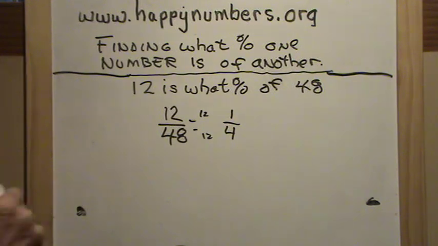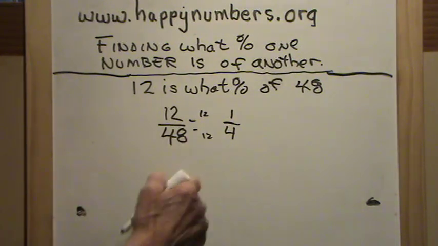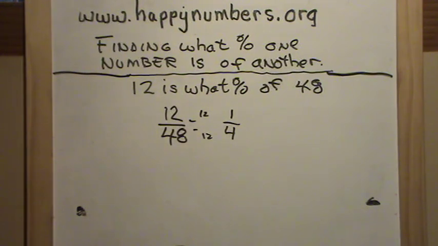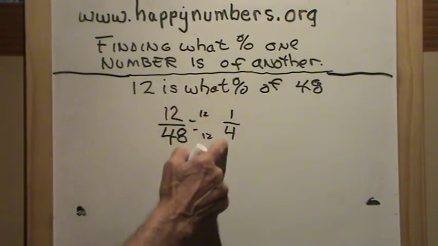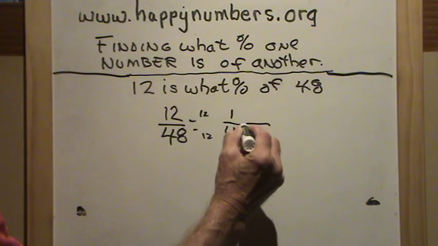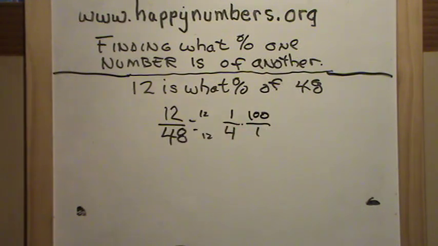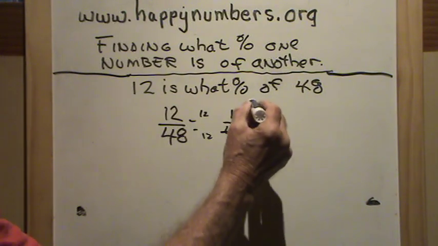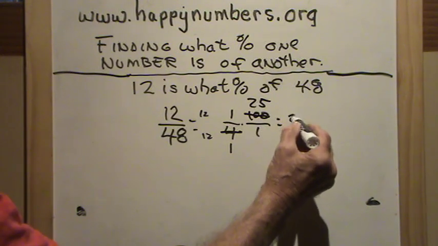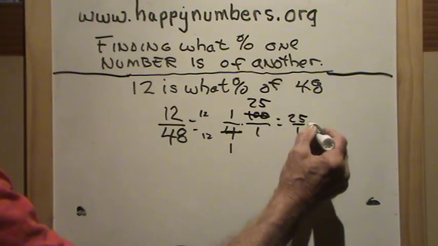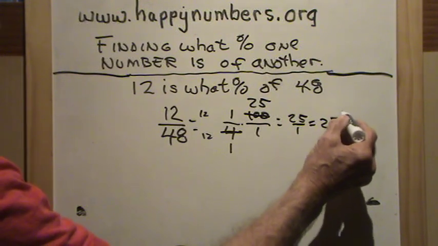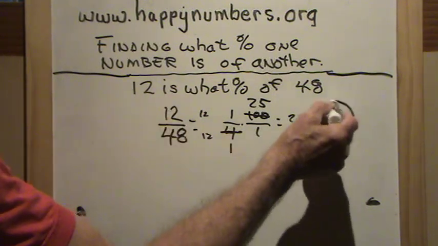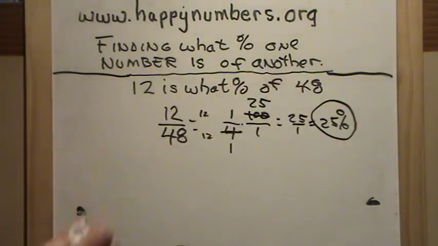Now I have a fraction, and I'm going to change my fraction into a percent. There are two methods that I can use. I can multiply by 100, or I could divide 4 into 1. Since 4 goes evenly into 100, I'm going to multiply by 100, or 100 over 1. 4 goes into 4 one time. 4 goes into 100 25 times. So I have 25 over 1, which gives me 25, and since I want to know the percent, the number 12 is 25% of the number 48.